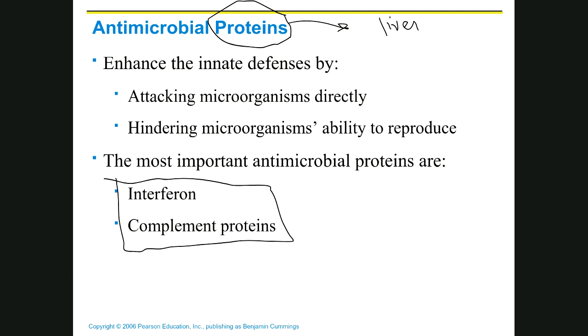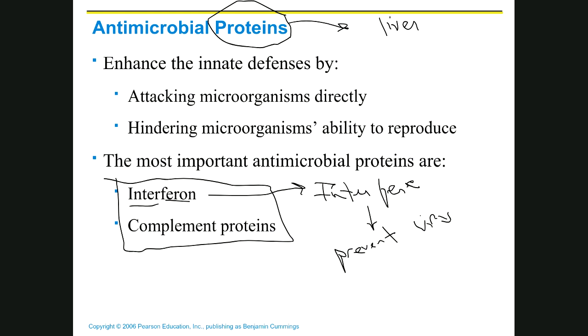Well, one of them is called interferon, and that word sounds like interfere. Well, when you interfere with something, you prevent it from happening. And that's exactly what they do. Interferons prevent viruses from reproducing. They prevent the virus from reproducing, and so slowly the virus amount goes down because it can't reproduce. Now, something else is going to be responsible for getting rid of the virus, but this interferon slows down or prevents reproduction.